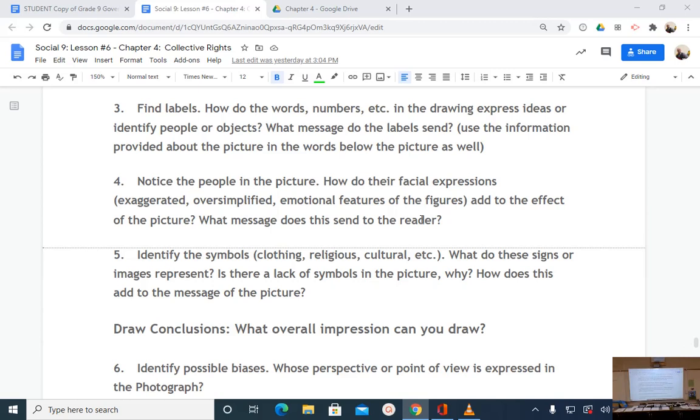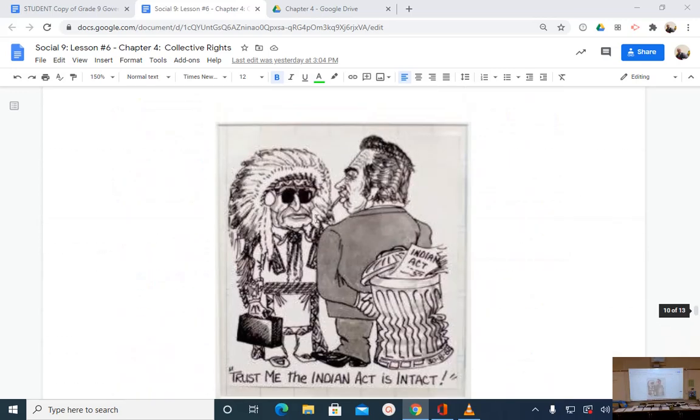Notice the people in the photo. Do they have facial expressions that are exaggerated? Anything oversimplified or exaggerated to make the message clearer? Well, I don't think that they would really put it in the garbage can like that, but it's being exaggerated so we know what's happening, which is the devaluing of Canada's Indigenous peoples, and specifically the throwing out of the Indian Act.